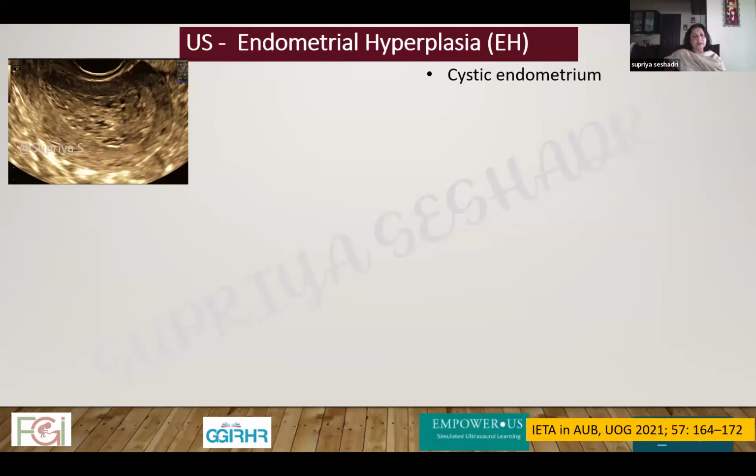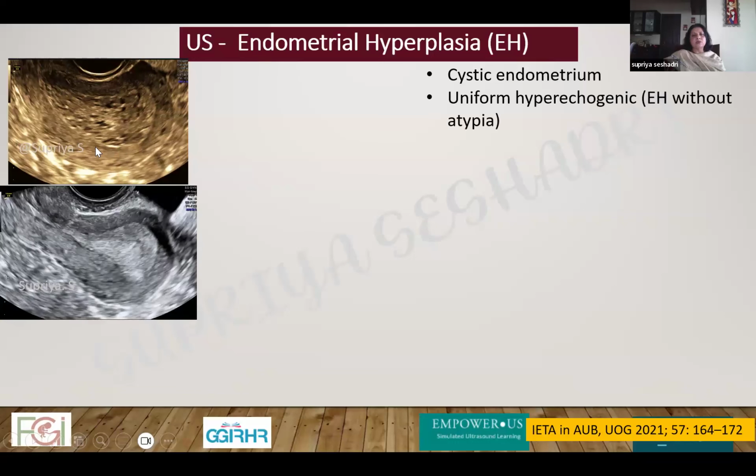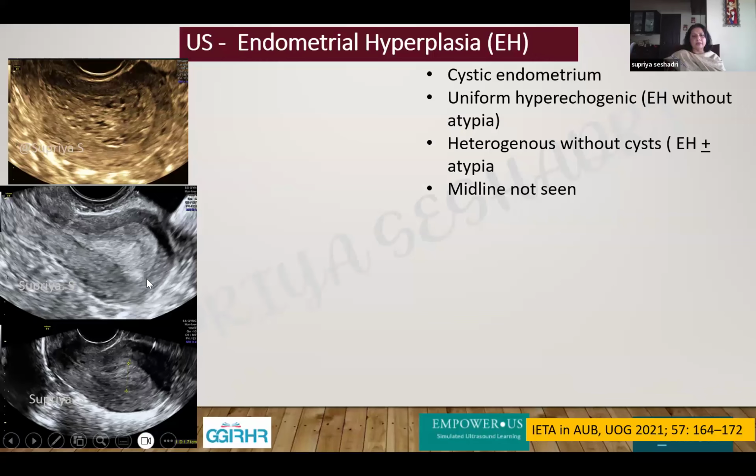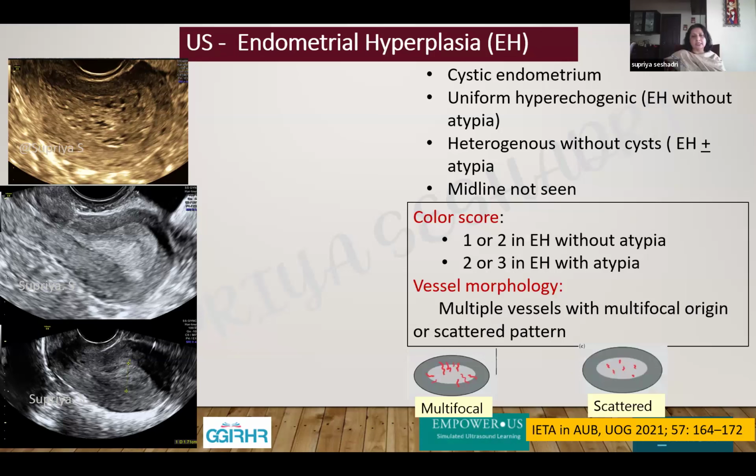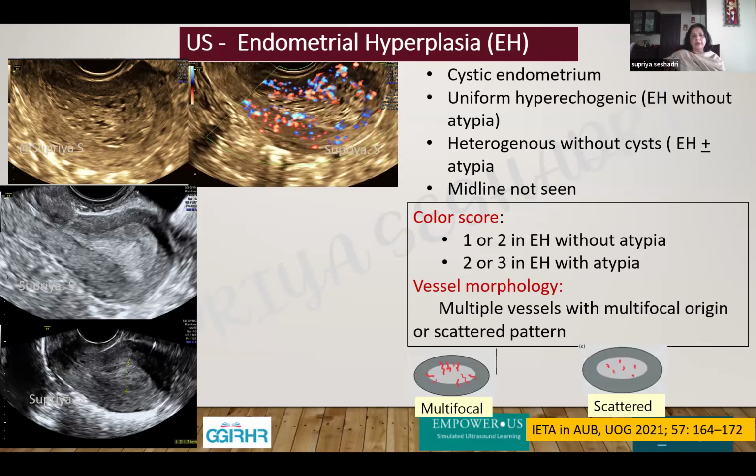Endometrial hyperplasia on ultrasound shows up in various ways. One and most common is cystic endometrium. To repeat, cystic endometrium is when I see anechoic spaces inside. The other is what is called a uniform hyperechogenic endometrium or a heterogeneous endometrium. And in all these cases, the midline is not seen. The color score may vary.